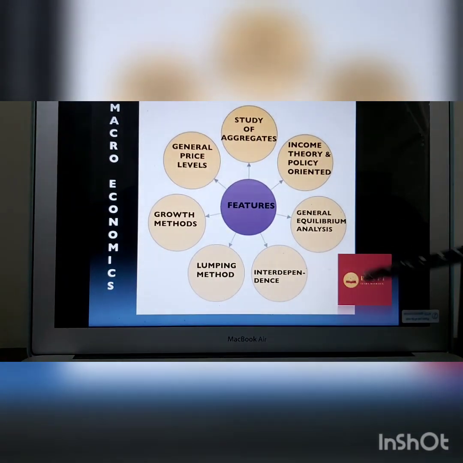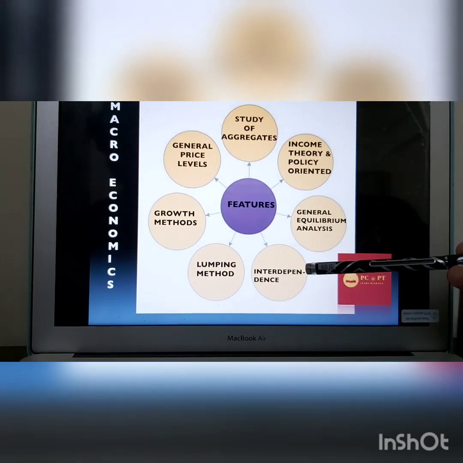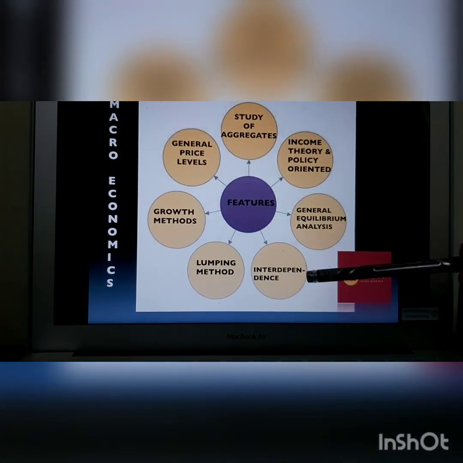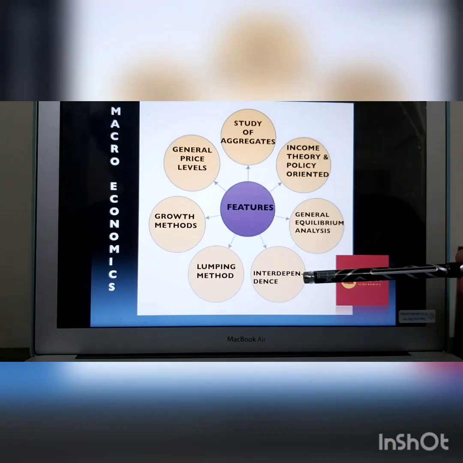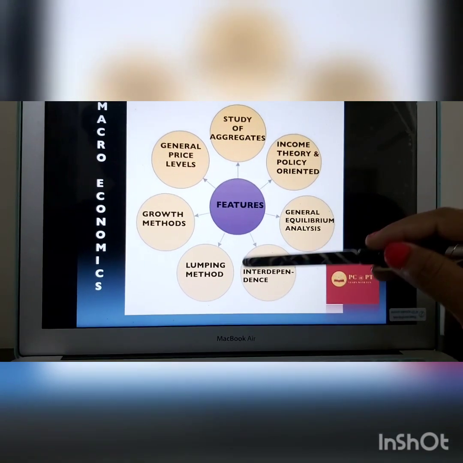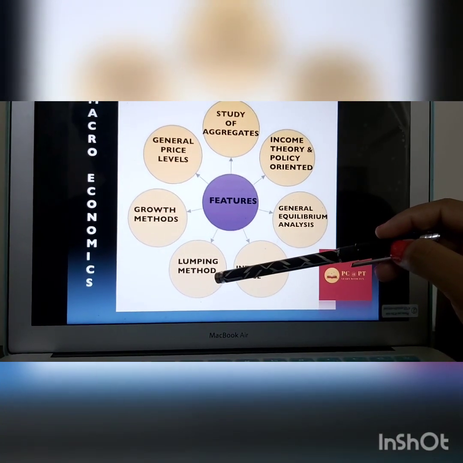So, interrelated, right? Education is needed, life expectancy is needed, meaning a healthy life, and along with education you also need money, that is a good per capita income. So all these factors are interrelated, they are in a circle, so interdependence. Lumping method is already explained to you.